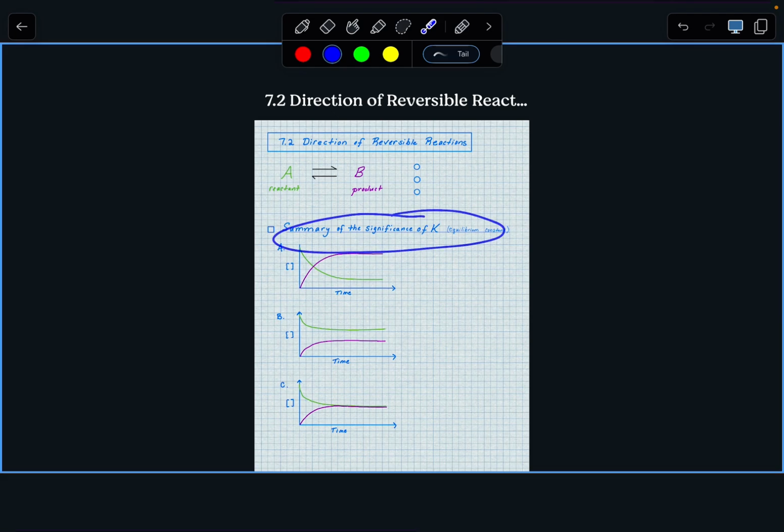And then we're going to go over the three significant types of K values that you can have. They do look a lot like kinetics graphs, and we're going to tie in Unit 5 with kinetics into equilibrium in this video.